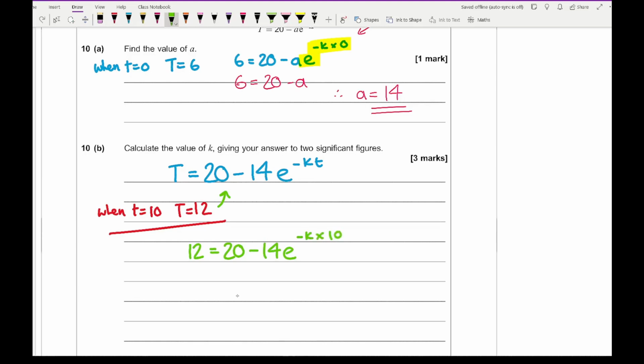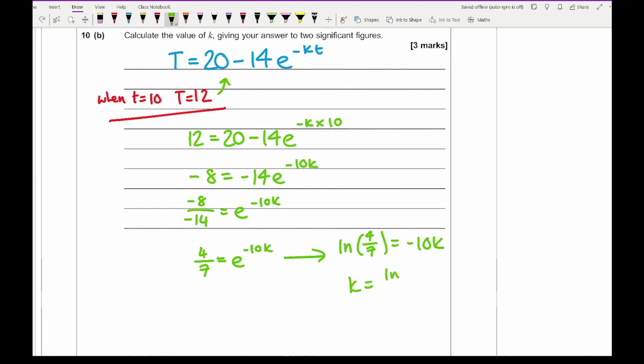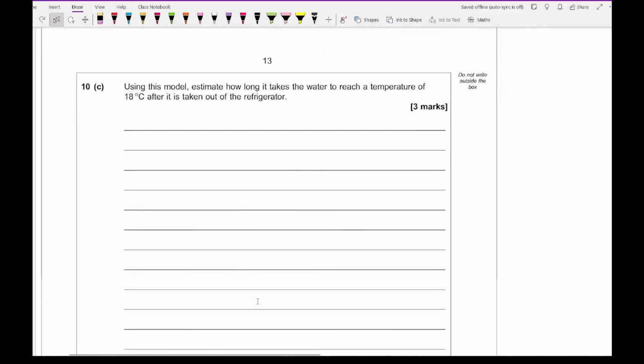Doing a bit of rearranging, I get minus 8 equals minus 14 e to the minus 10k. Take the 14 over, so minus 8 over minus 14 equals e to the minus 10k. We then get 4 over 7 equals e to the minus 10k. I can then take the ln of both sides, so ln of 4 over 7 equals minus 10k. So k equals ln of 4 over 7 divided by minus 10. If I type that into my calculator and round it to two significant figures, I get a k value of 0.056, and that's to 2 SF.